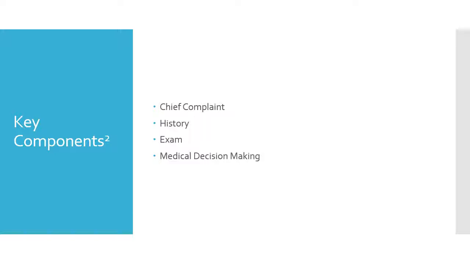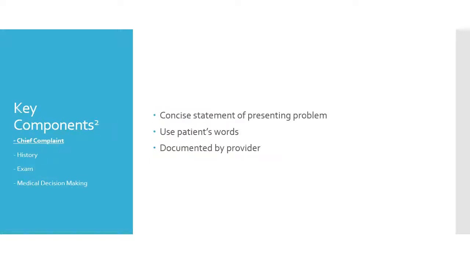Now we will address how to code for office visits. There are 4 components to an office visit, including the chief complaint, history, exam, and medical decision making. Now remember, this will be more in depth in Module 2. The first is the chief complaint, which is the patient's presenting problem. The best way to document it is by using the patient's exact words.